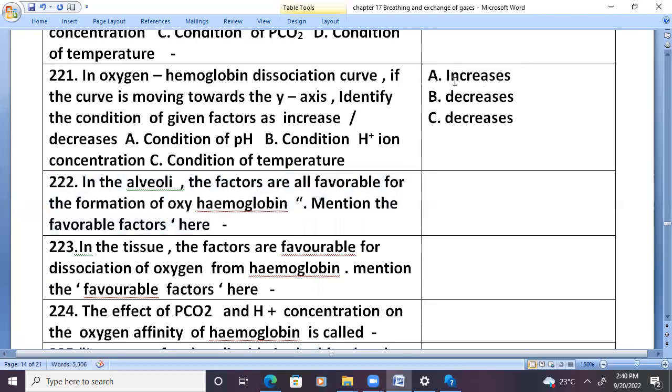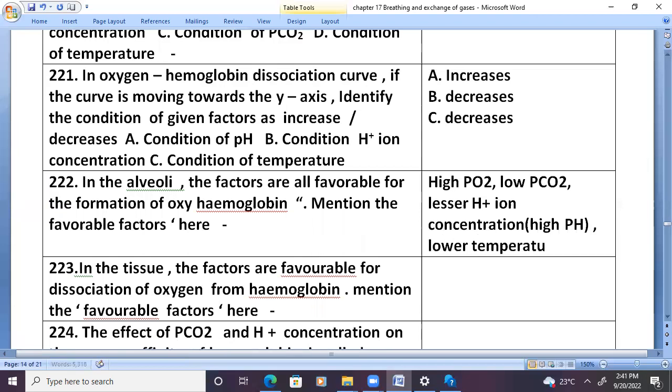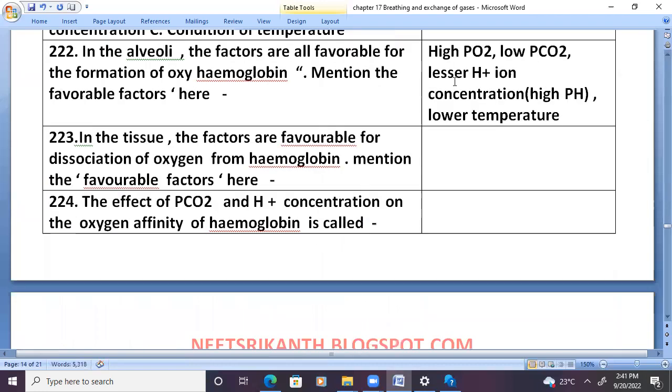In the alveoli, the factors are all favorable for the formation of oxyhemoglobin. Mention the favorable factors here. In the alveoli: high PO2, nearly 104 mm of Hg can be expected; low partial pressure of carbon dioxide; lesser H+ ion concentration, that means high pH; and low temperature. These are all the conditions favorable for the formation of oxyhemoglobin at the alveoli.